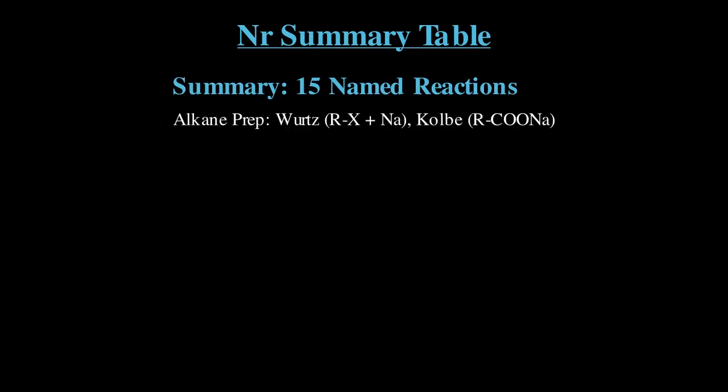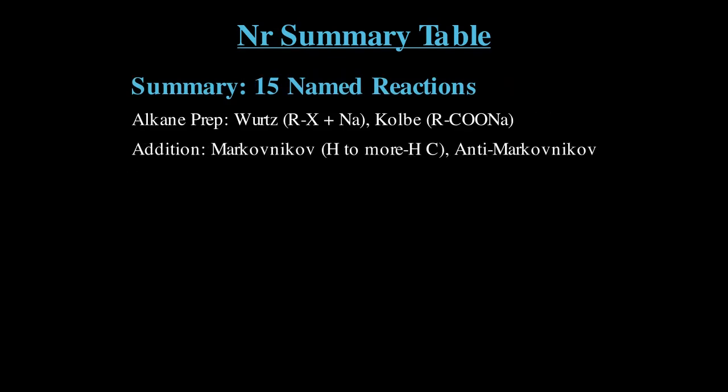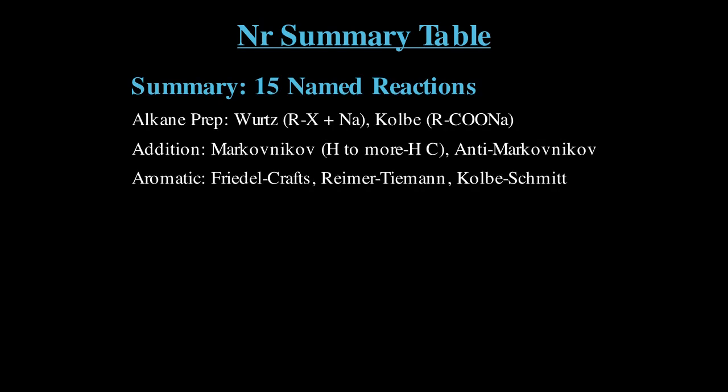All right, class, let's recap our 15 named reactions. Group them mentally. First, alkane preparation. Wurtz reaction joins two alkyl halides with sodium to make a symmetric alkane, and Kolbe's electrolysis makes alkanes from carboxylate salts. Next, addition reactions. Remember Markovnikov's rule, where H adds to the carbon with more hydrogens, and Anti-Markovnikov using peroxide, which is the reverse.